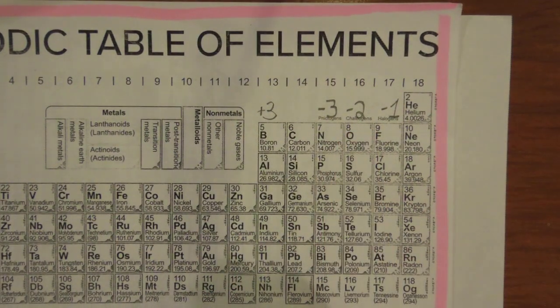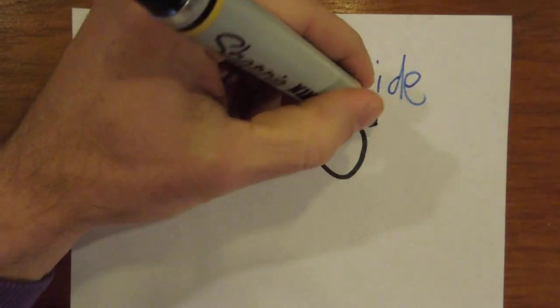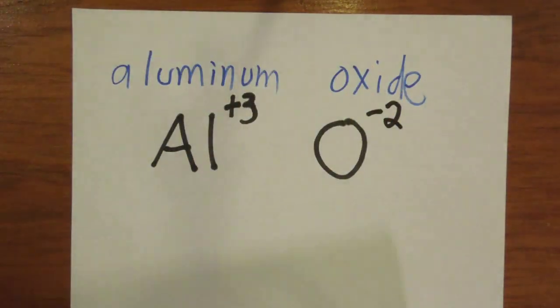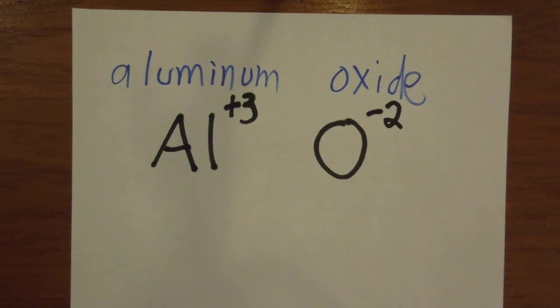Oxygen comes in the column where they're all -2, so we'll put a -2 right there for oxygen. Wonderful. So now we know the symbols of the ions as well as their charges. Now we're ready to turn this into a formula for real.